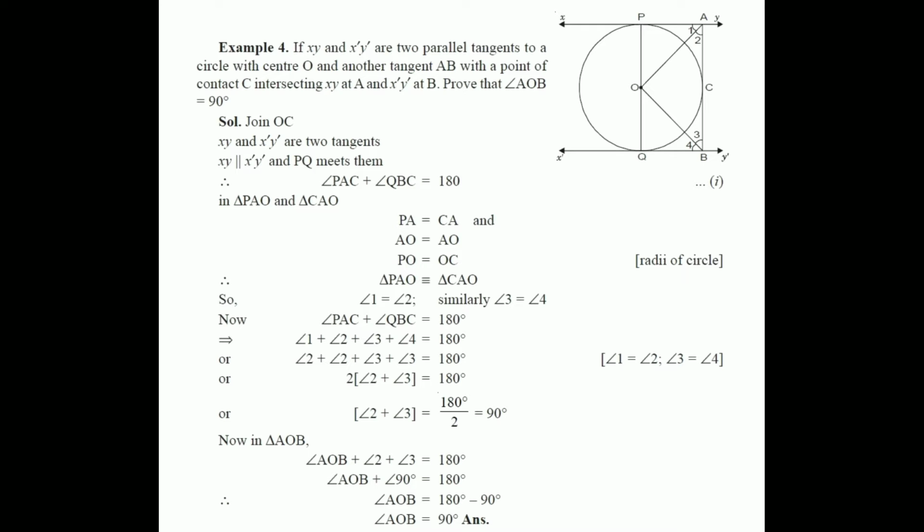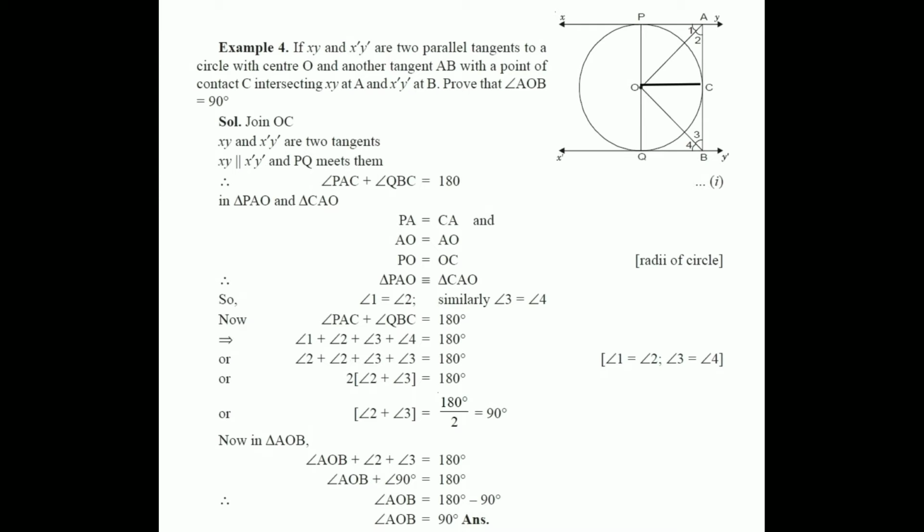To reach the proof of the solution, we have to take the angle sum property of triangle AOB, and for that we should know the sum of angles, angle 2 and angle 3. Only then angle O will be calculated. So let us start. To solve the sum, first we have to join points O and C. Let us join these with the help of a straight line like this.